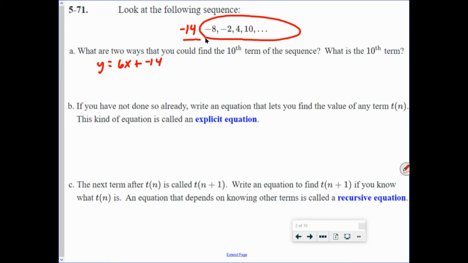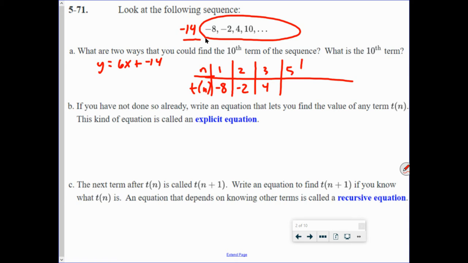Or maybe what a lot of people did is you made a table and you said, hey, this is n, this is t of n, and so I've got term 1 is -8, term 2 is -2, term 3 is 4, then 4, 5, 6, 7, I'm going to run out of room, 8, 9, 10, and so then you plugged in your values and said, oh, okay, we're adding 6 every time, so 10, 16, 22, 28, 34, 40, 44, woo! The 10th term is 44. Is that what you got? Okay, well, great.